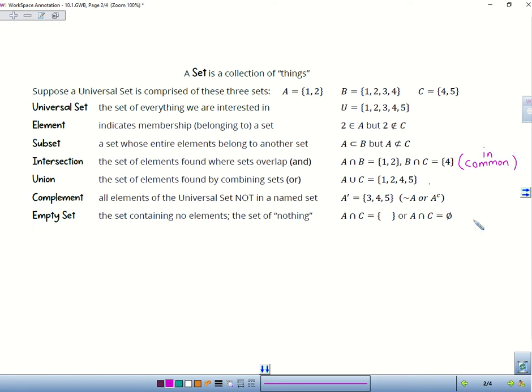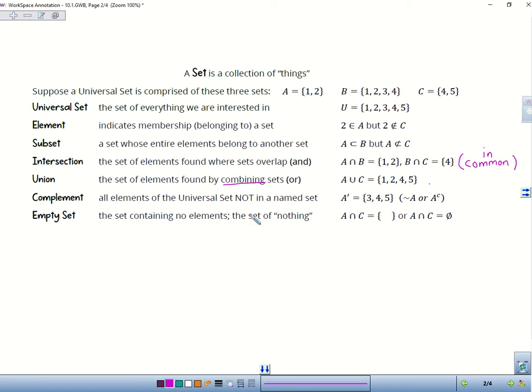And union is where you're combining sets. Okay? That's where you're taking two sets and combining what they have. Don't worry about if they're in common or not. You're just combining them. So for example, we combine set A and C, and we get 1, 2, 4, and 5. Do you see the difference between the symbol for intersection and union? It's an upside down version of the other symbol.